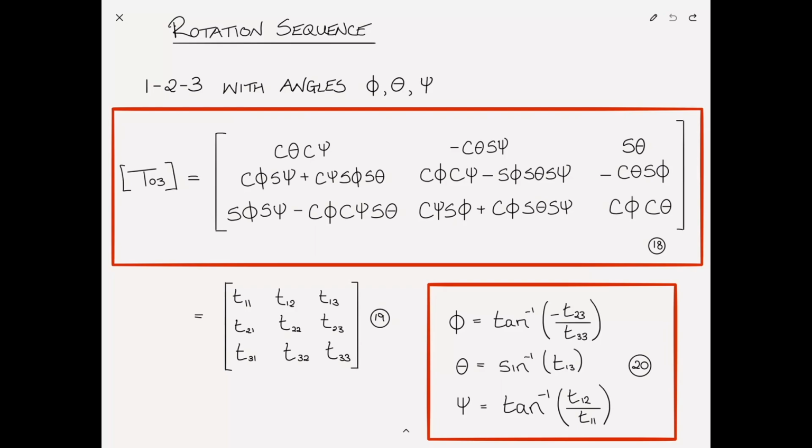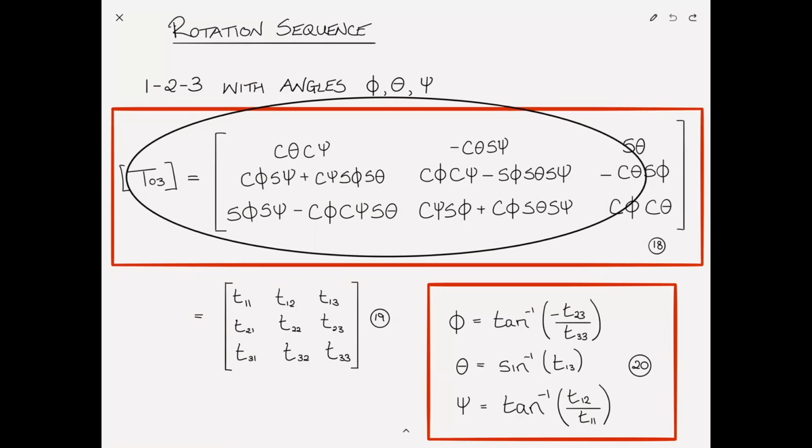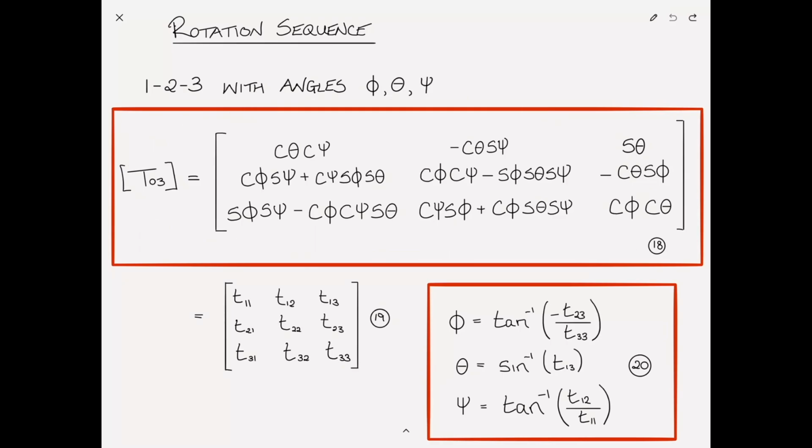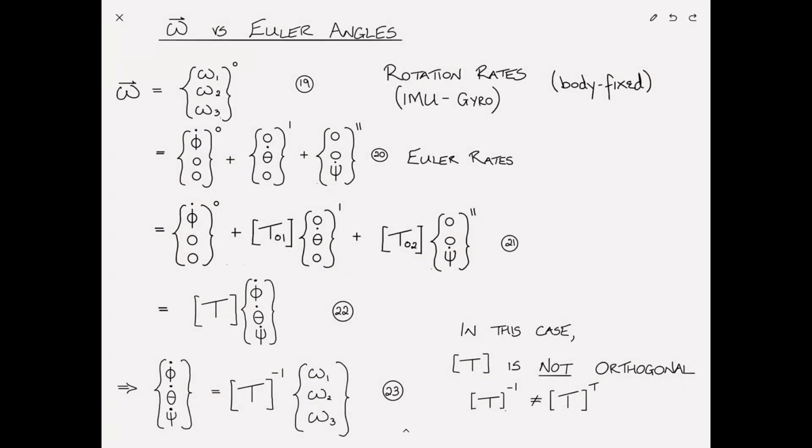If you have your direction cosines, in other words, if you know this overall matrix because maybe you found it using the direction cosine method, you can convert the direction cosine matrix back into Euler angles by using equations 20. Similarly, you can use Euler angles to find your direction cosine matrix using equation 18, and in doing so, you can find your direction cosines.